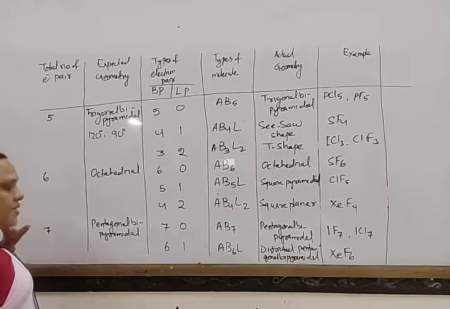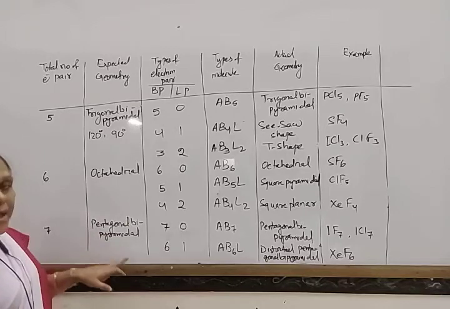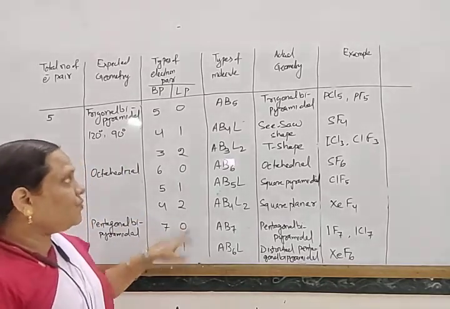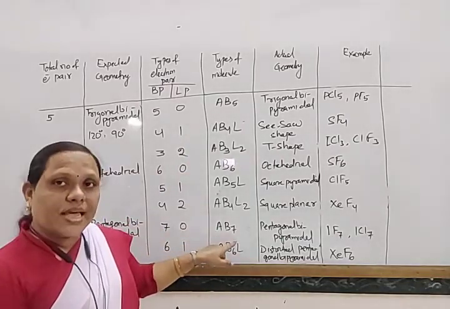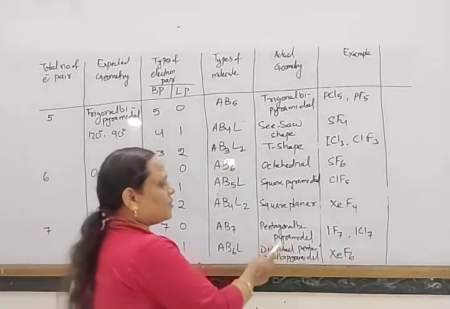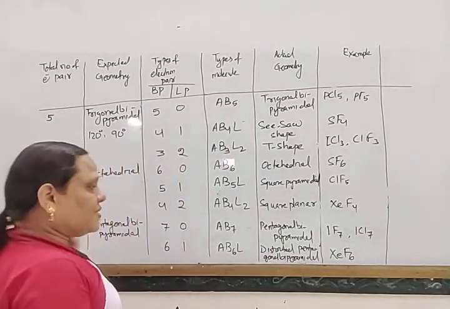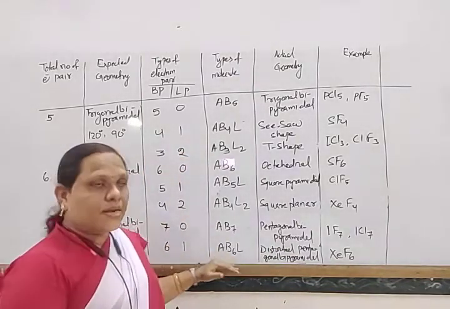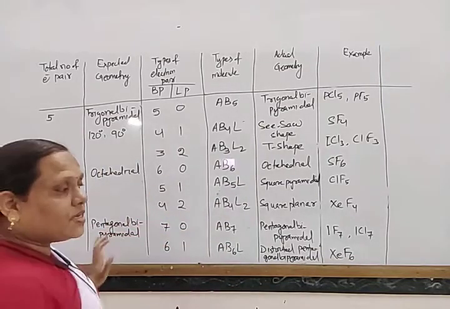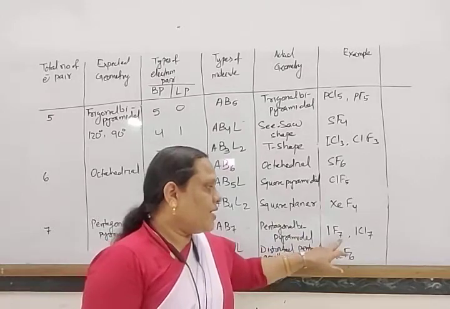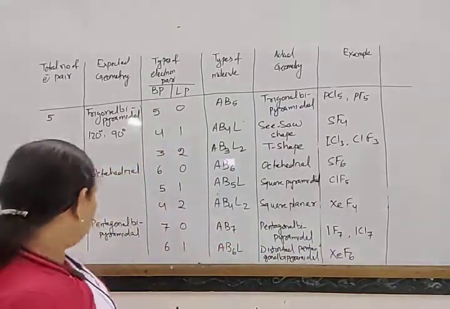Similarly, for 7, the geometry is pentagonal bipyramidal. If all are bond pairs, then 7-0, the molecule type is AB7. This is pentagonal bipyramidal. If the total number of electron pairs is the same as the bond pairs, then its actual geometry and expected geometry are the same, that is pentagonal bipyramidal. Example IF7.